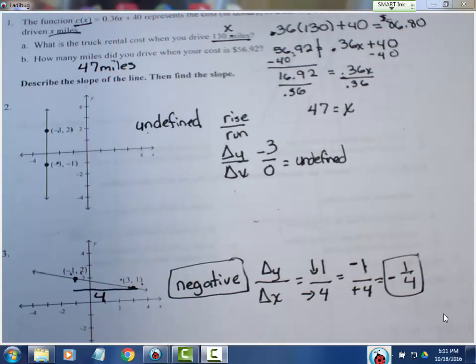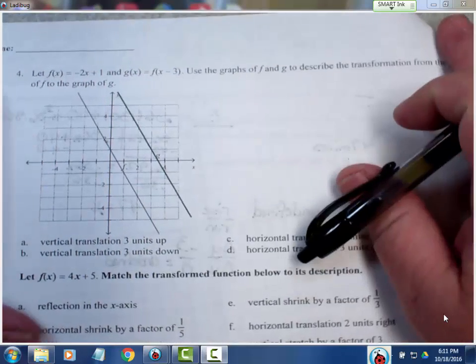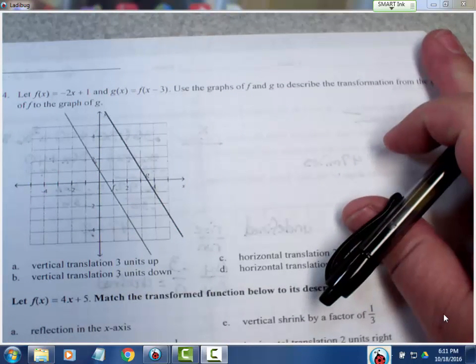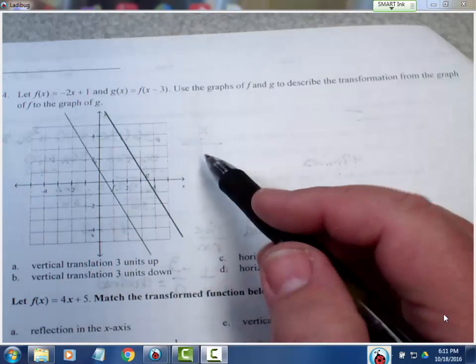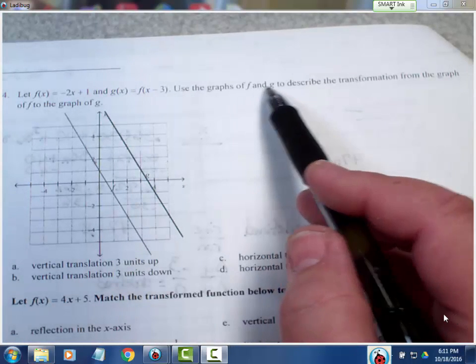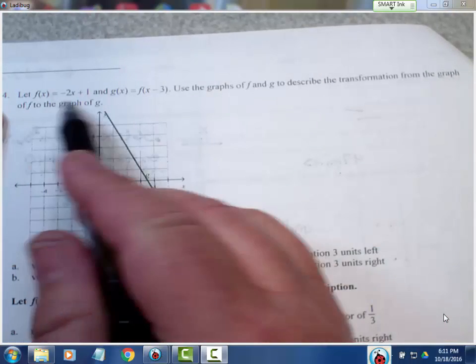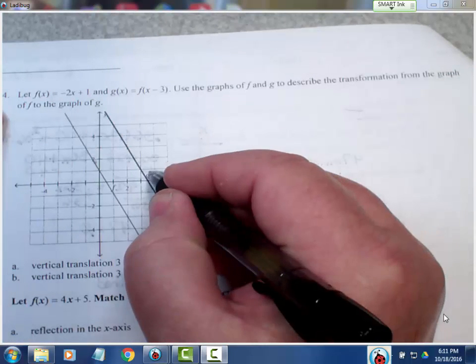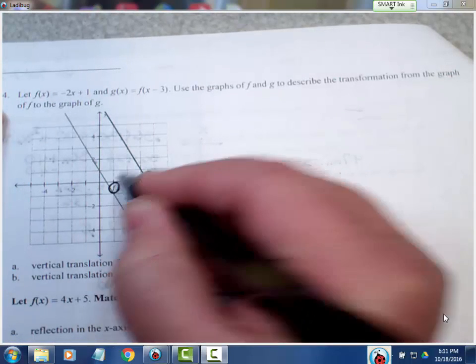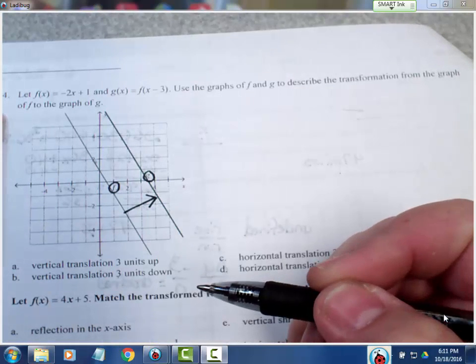All right, let's take a look at some more questions. Let f of x equal negative 2x plus 1 and g of x equals f of x minus 3. Use the graphs of f and g to describe the transformation from the graph of f to the graph of g. Okay, so it's hard to see, but this is g, this is f. So we were here and we went to this one. Okay, so how did it change?